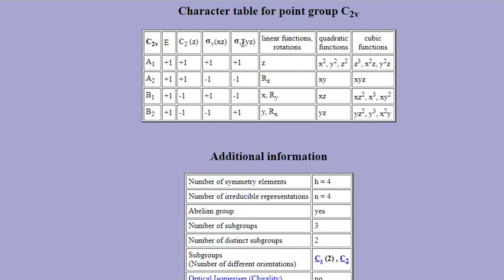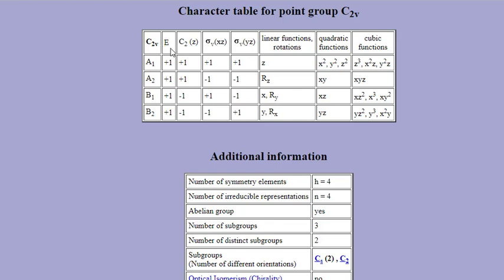Now in this case here for C2V, we have E, which is the compound by itself without having any symmetry operation performed on it. Then we have C2 available, and then following that we have a mirror plane on the XZ axis, as well as another mirror plane on the YZ axis.